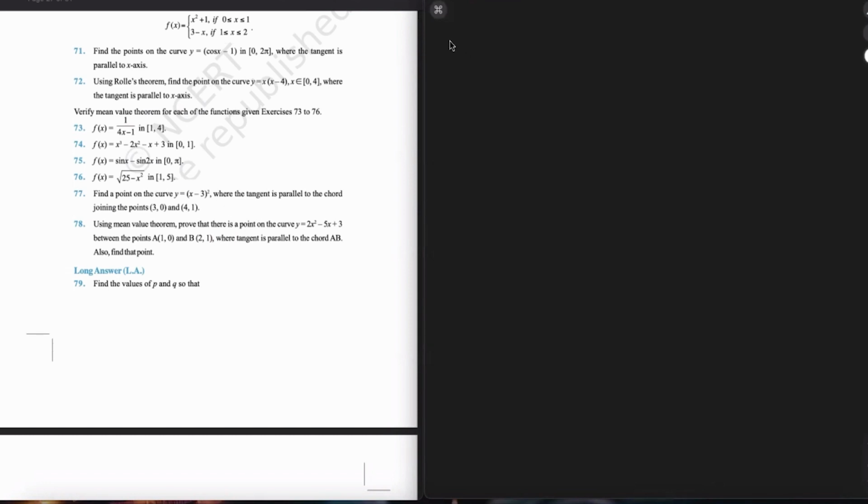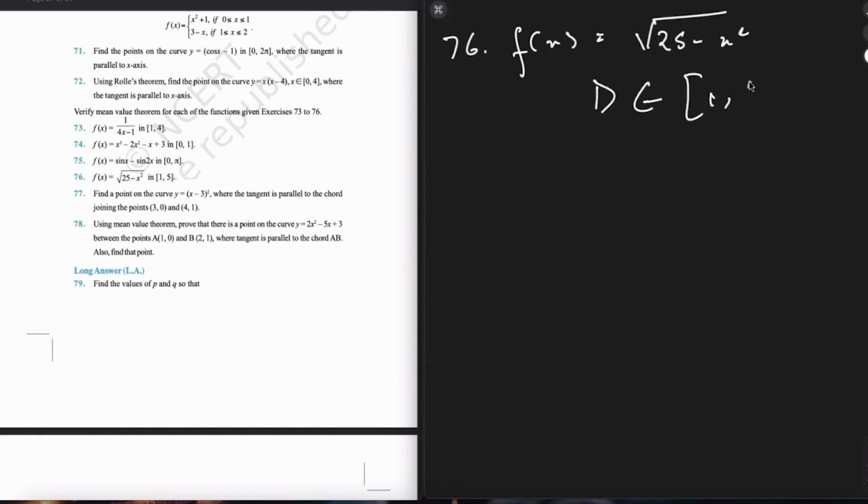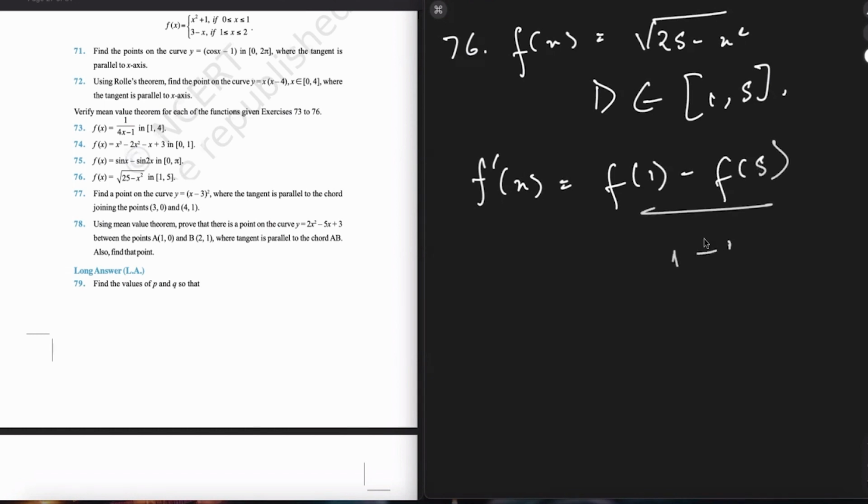Now moving forward with question number 76. So our f(x) is given as under root of 25 minus x square. The domain is given as 1 to 5. Alright, so f'(x) is equal to (f(5) minus f(1)) over 5 minus 1. f(1) is under root 24, minus f(5) will be 0. 1 minus 5 will be minus 4.